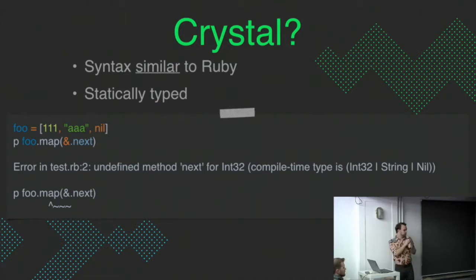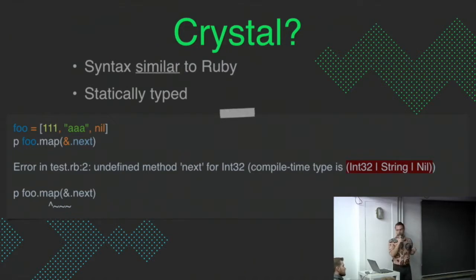Okay, and this is a good place to stop and look at what happened here, because it says undefined method next for Int, and then it says compile time type is Int or String or Nil. Because Crystal is using something which is called union type. Because when you're programming in C, you can't easily put many different types in one array, right? You have either array of integers or array of strings or whatever. So here, it just says, okay, it can be something which is either an integer or a string or a nil. It creates a union of those types.